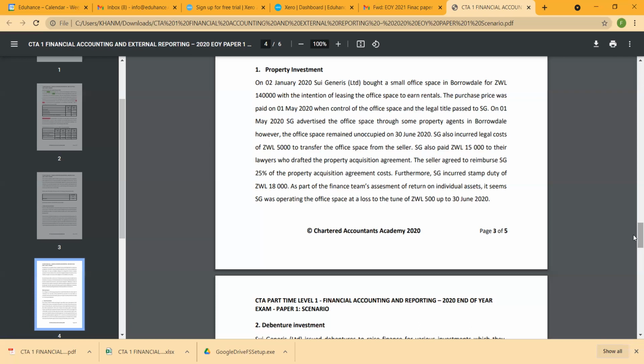Why? Your intention is to earn rental income. So when you have a property, a fixed structure, land and buildings, with the intention of earning rental income, that meets the definition of IAS 40. Okay, so now we know it is going to say debit investment property, credit bank or payable. So what do you see over here?